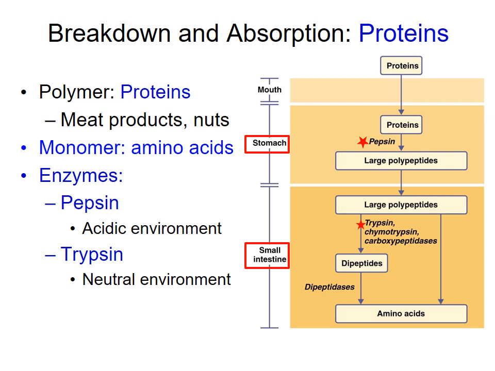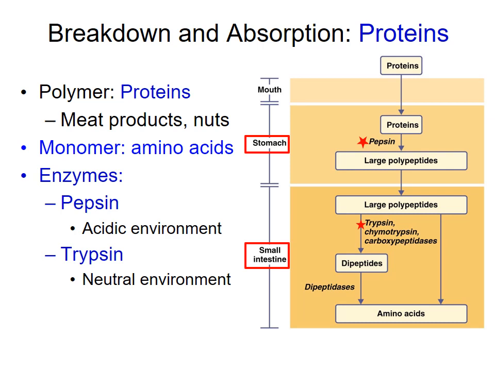Now, our two enzymes for the proteins are going to be pepsin and trypsin. Pepsin is primarily activated in the stomach by the hydrochloric acid, so it is an acidic enzyme. And trypsin is one of the enzymes that your pancreas releases into the small intestines, so it thrives in a neutral environment. So this is really important to highlight.